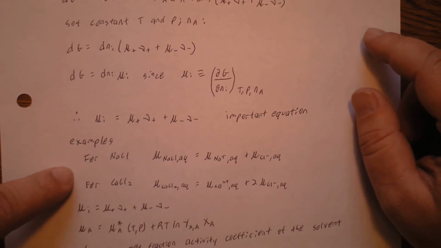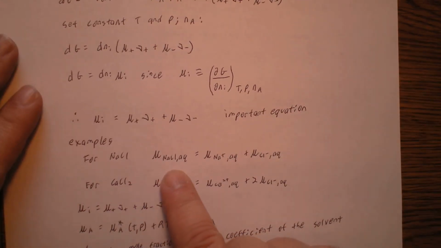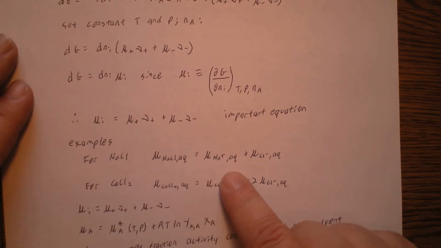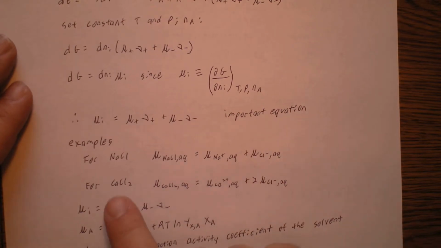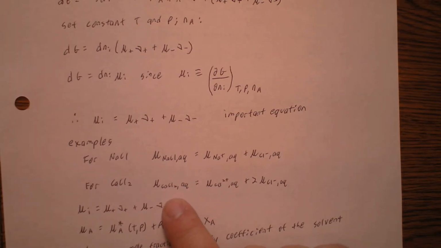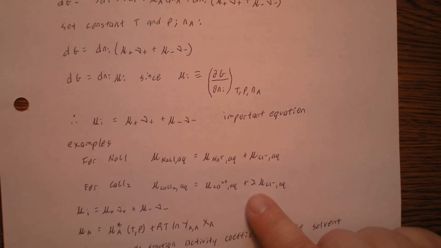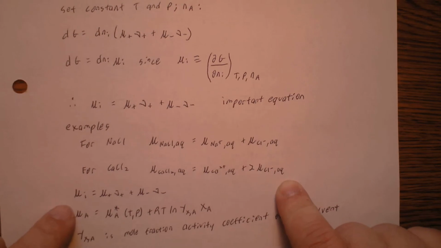So for example, let's say we have sodium chloride. Then the chemical potential of the sodium chloride aqueous is equal to the chemical potential of the sodium plus when it's aqueous plus the chemical potential of the chloride when it's aqueous. Now notice calcium chloride, you have 2 here for the nu, so we get the chemical potential of the calcium chloride when it's aqueous is equal to the chemical potential of the calcium 2 plus ion when it's aqueous plus 2 times the chemical potential of the chloride ion when it's aqueous.